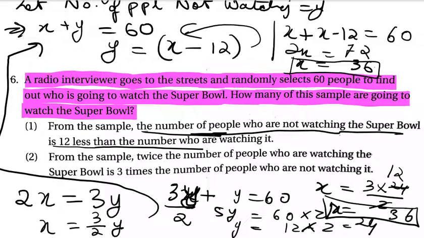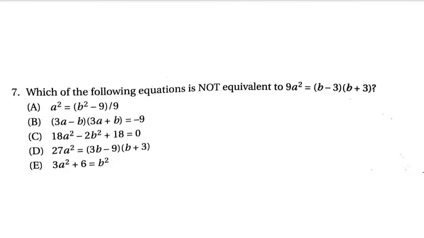So is the second one also sufficient? Yes. Second one sufficient, first one sufficient. So both of them are sufficient to find out the value of the number of people who are going to watch the Super Bowl game. Let's move on to our 7th question.